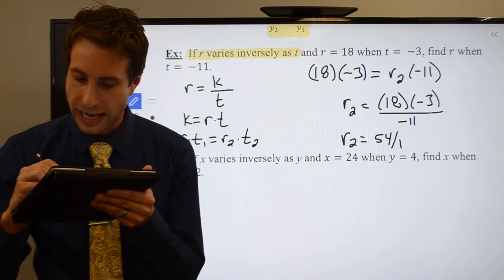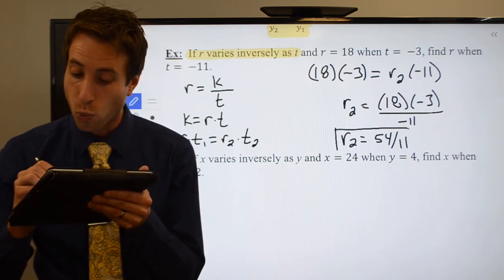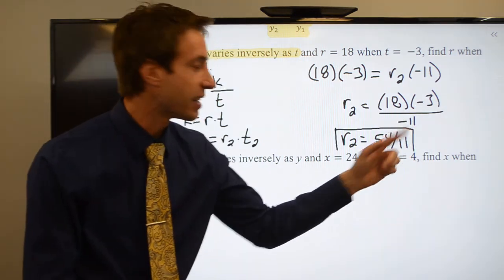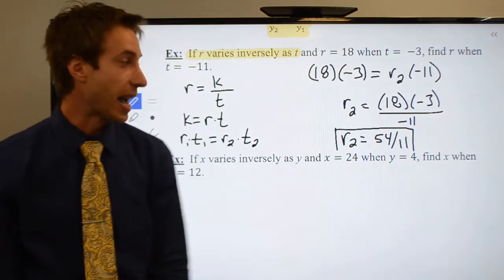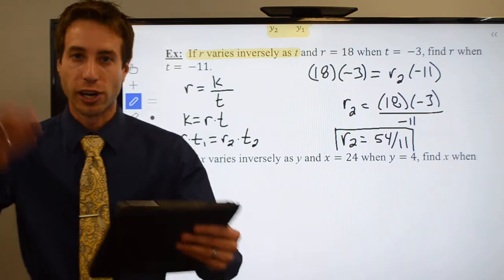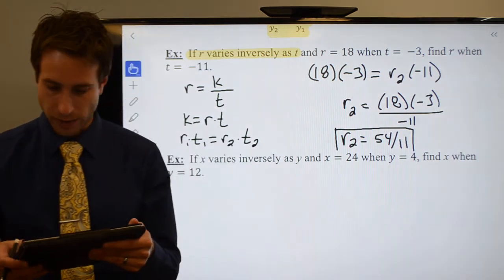Yeah, 54 elevenths. It won't be negative, because the negative and the negative cancel each other out and leave you with a positive fraction. 54 elevenths is what I get when I do that. So plug and chug on a calculator, just don't fat finger something, and you should be good. Okay, let's try another one.